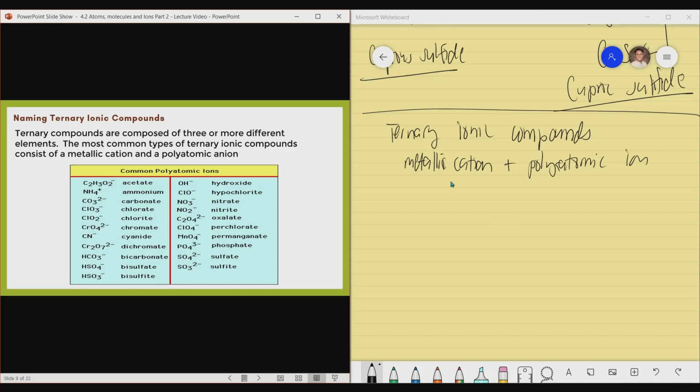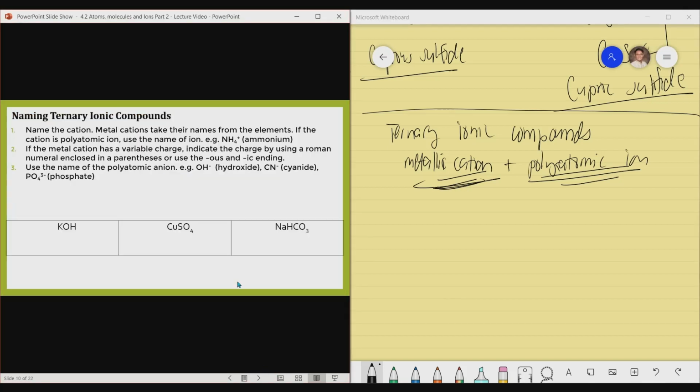But then again, to name ternary ionic compounds, you have a metallic cation and then the polyatomic ion. Let me explain further on how to name them. Now, how to name ternary ionic compounds? Simply name the cation first. Metal cations take their names from the elements. If the cation is polyatomic, use the name of the ion. So kung anong pangalan po ng metal, yun na yun.